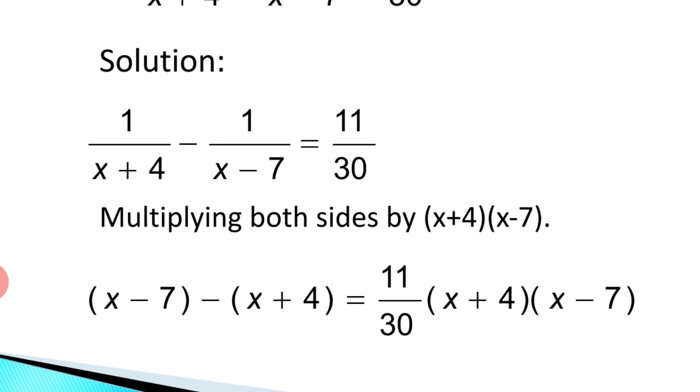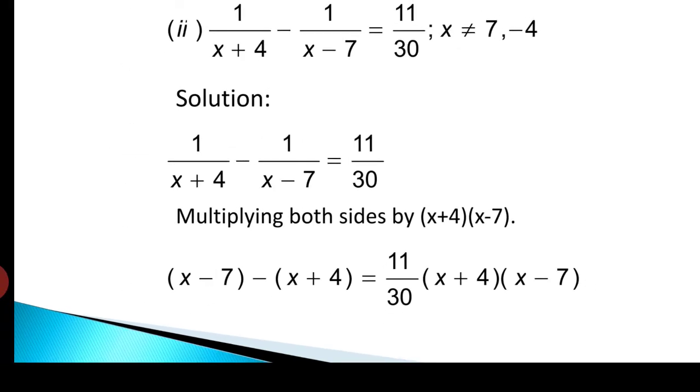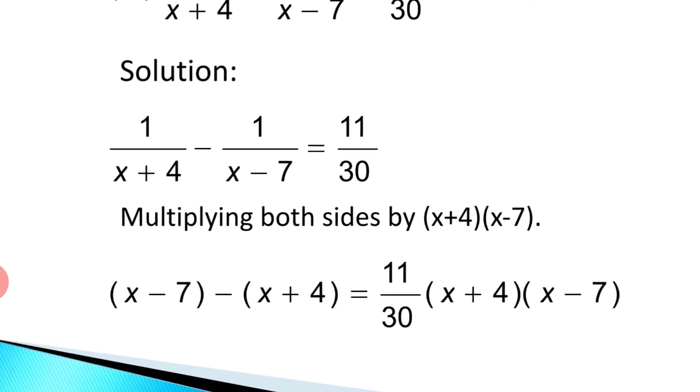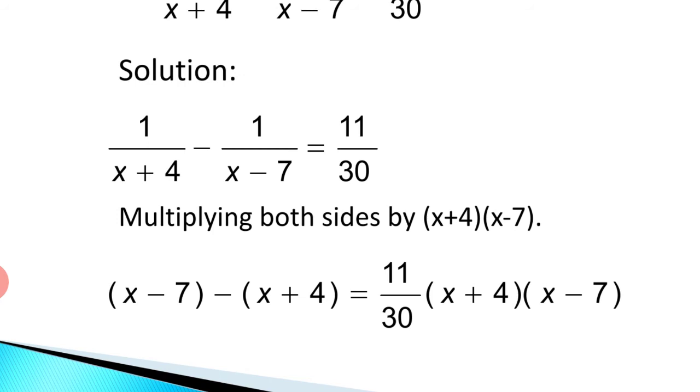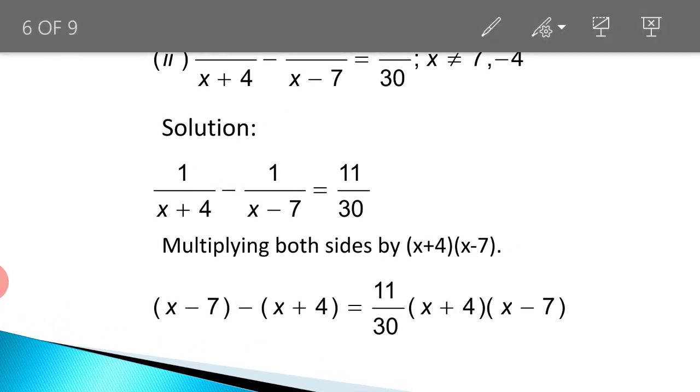So on left hand side you have x minus 7 minus, use bracket children because we are having negative sign, x plus 4 is equal to 11 by 30 into x plus 4 into x minus 7. Now x plus 4 into x minus 7 can be expanded by using the identity x plus a into x plus b. So it will be x square plus 4 minus 7, that is minus 3x, minus 4 into 7, that is minus 28. Is it okay? Now these expansions you should be able to do in mind also.